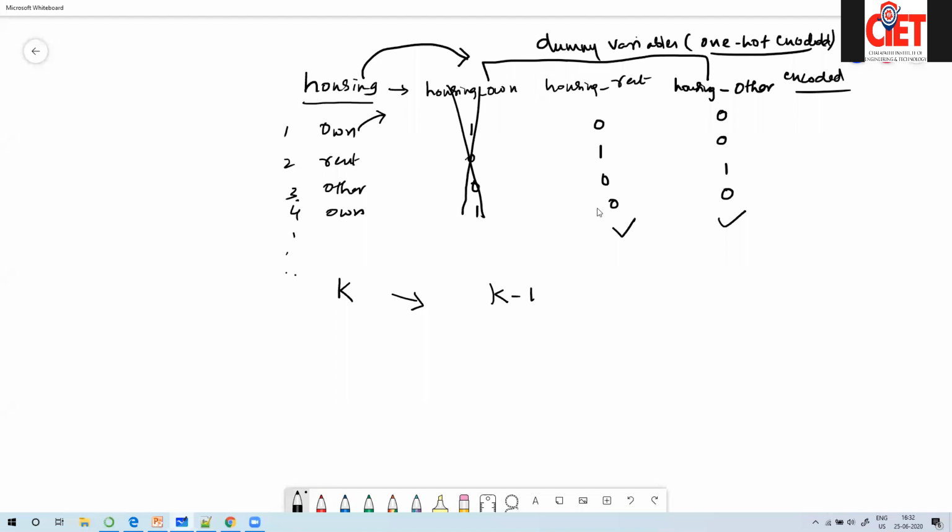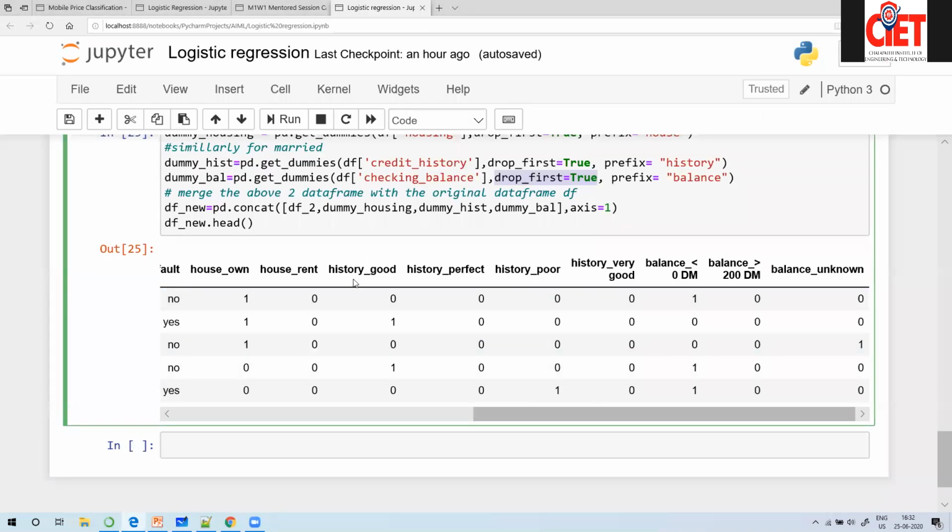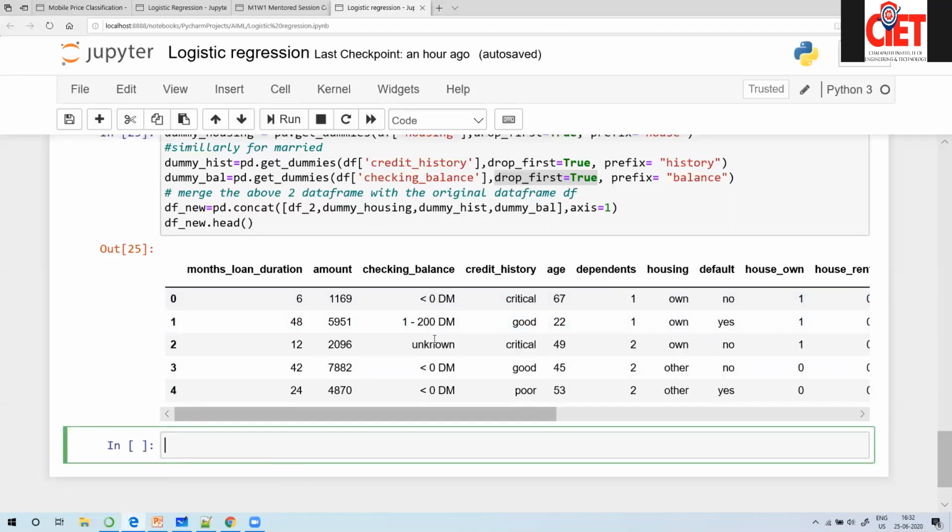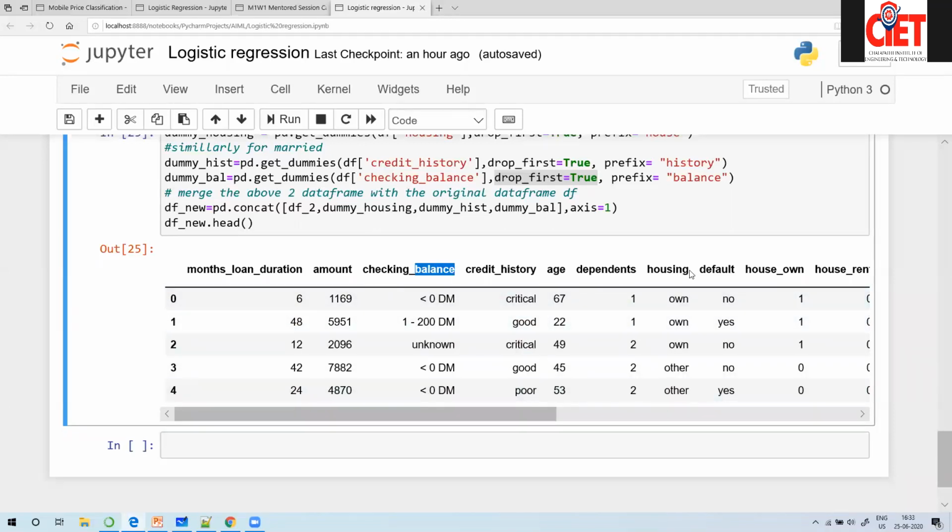If you know that these two are zeros, you obviously know that this one is 1. So they are not really independent from each other. To avoid that situation, we would always use k minus 1 levels as dummy variables when we have k levels in the data. And that's the reason we got only two, house_own and house_rent. We created dummy variables for history, and we created dummy variables for balance also. Once we have the dummy variables, we don't need these original variables anymore.